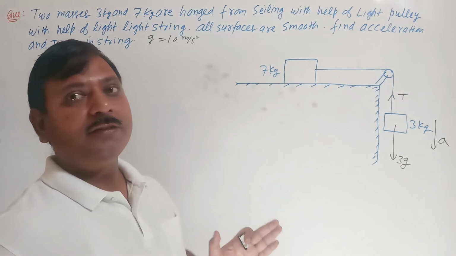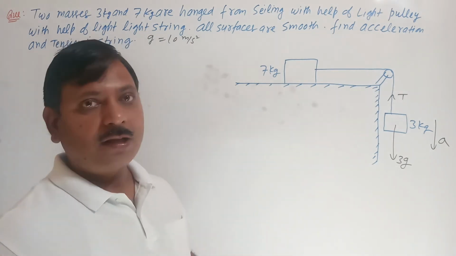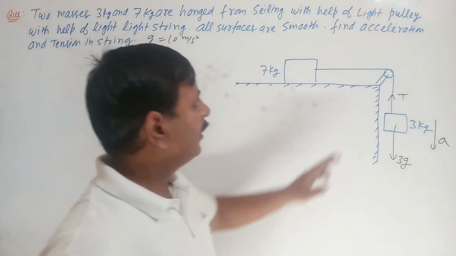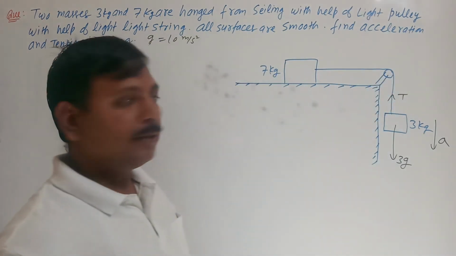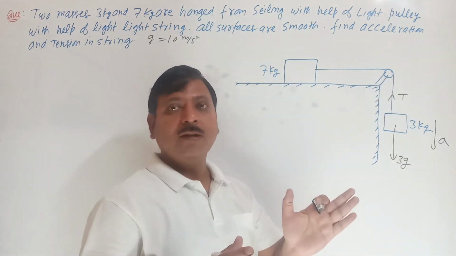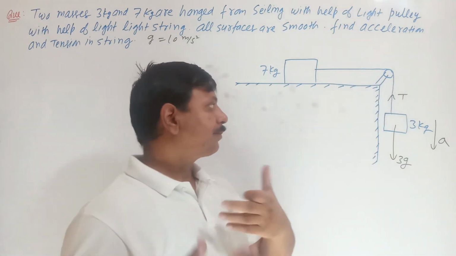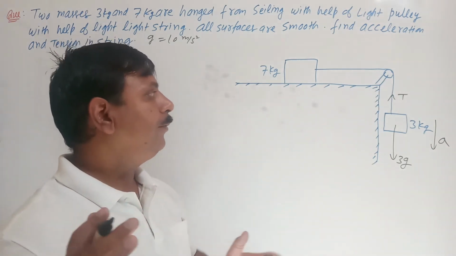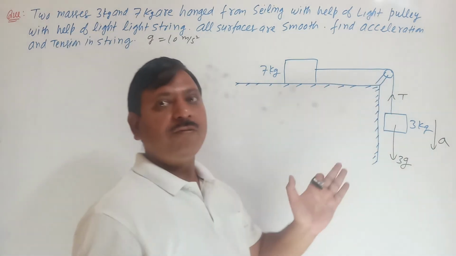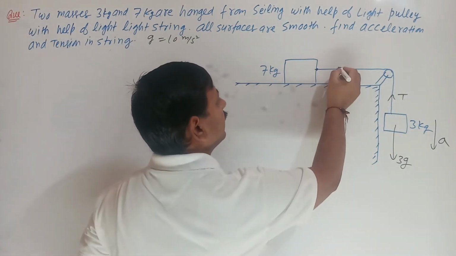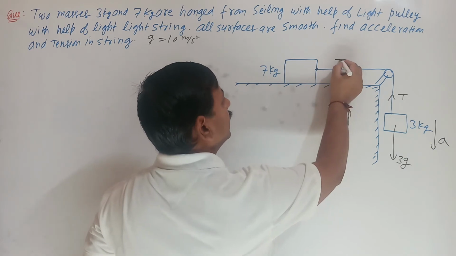If a light string is there, mass is almost negligible, an inextensible string, and a light pulley is there. See here, if the pulley is light, tension will be the same on both sides. If the pulley is not light, as we will show in other problems, then tension will be different. So at this end, tension will be T towards this.